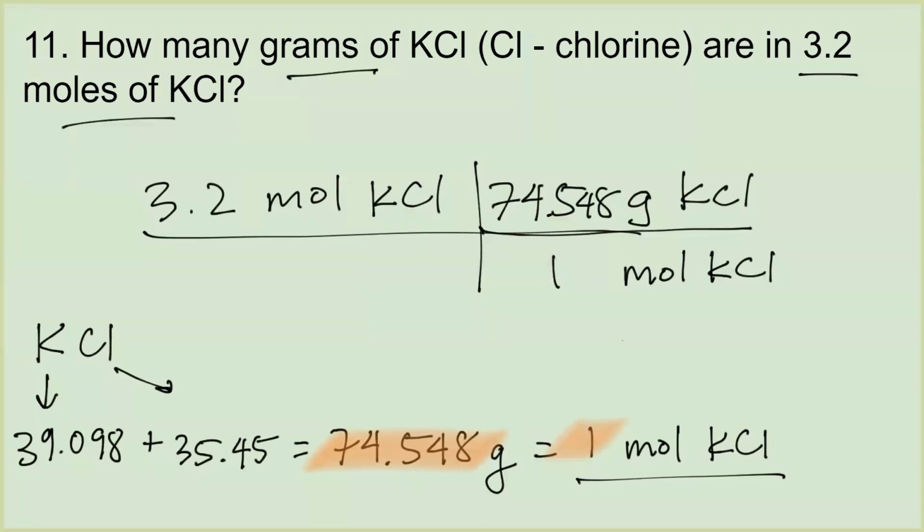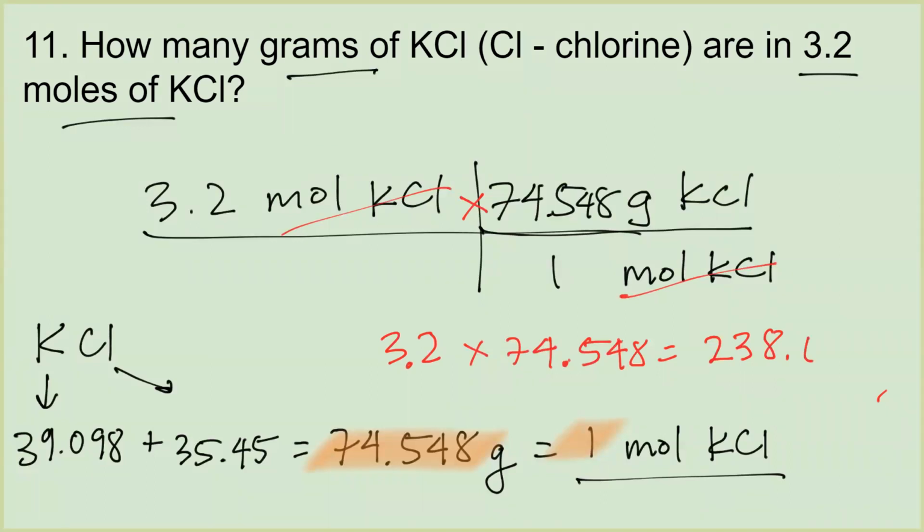Okay, so I plug these numbers in. We're going to cancel out our units, moles on the top and bottom. Then I'll do 3.2 times 74.548, and I'll divide that by 1. So in my calculator, 3.2 times 74.548. And that is equal to 238.6 grams of KCl. And there we go.